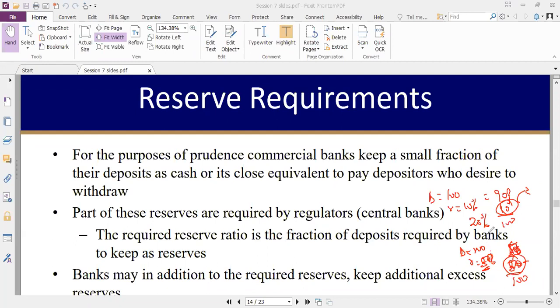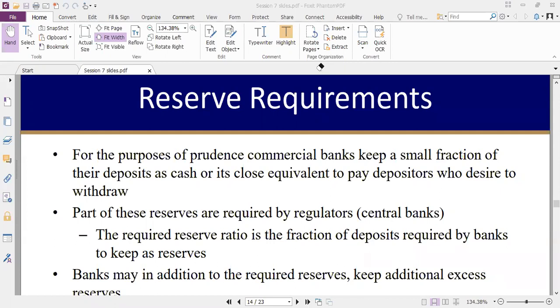And if government decides to decrease it, we are increasing money in the system. So we should just get this difference. And that's all about the required reserve ratio. Please, do we get it? Yes, sir. Okay. Any question?